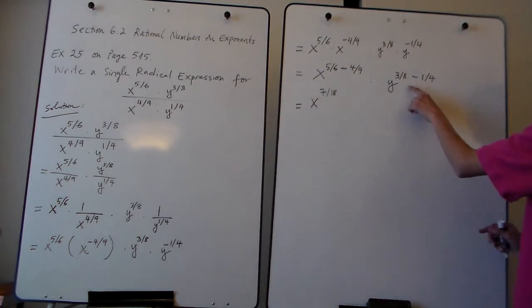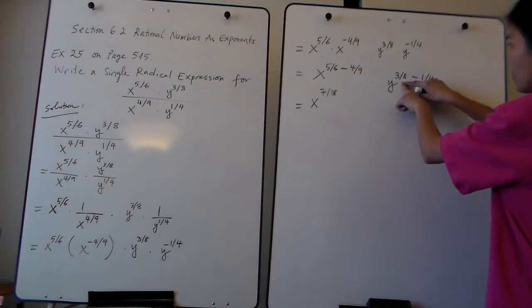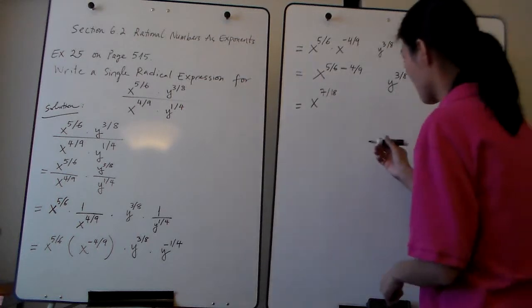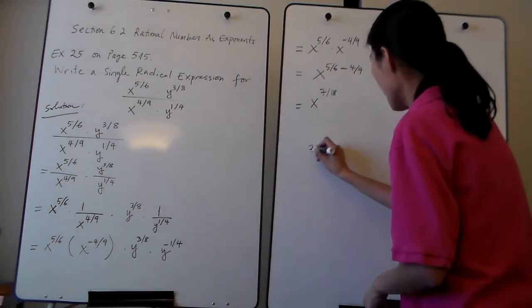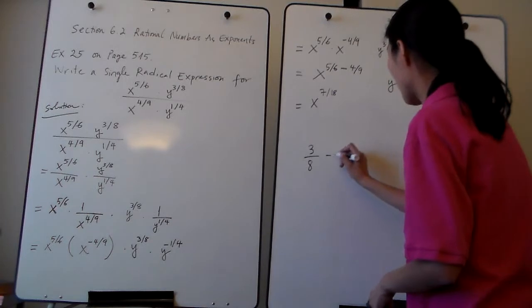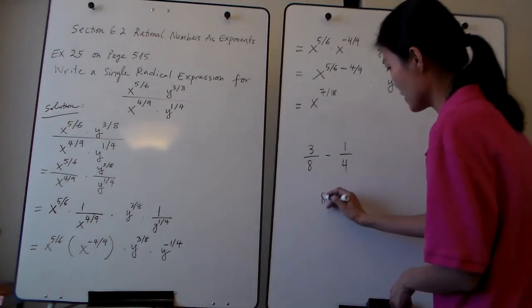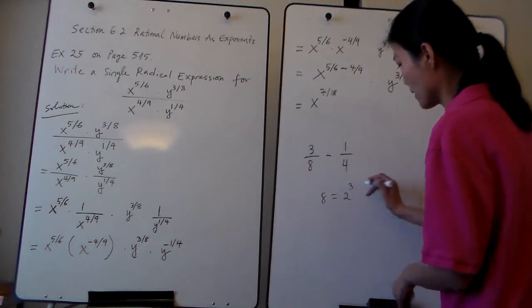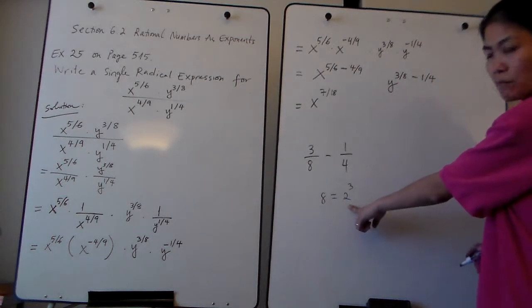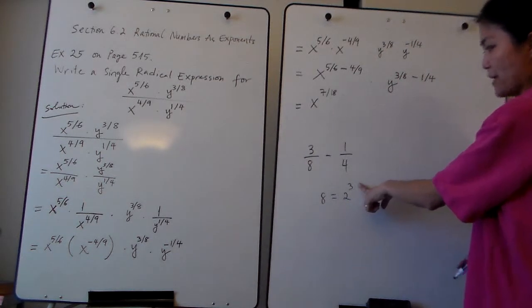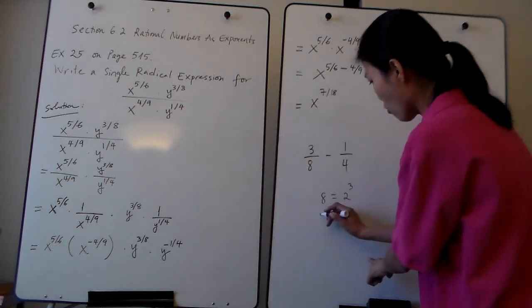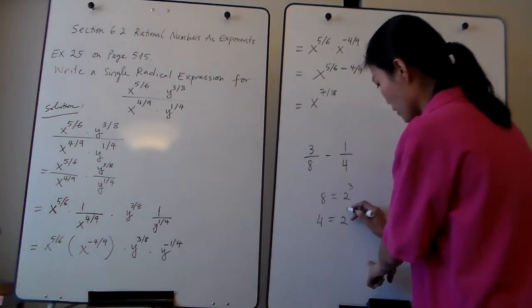Now I need to combine these two fractions as well. So I have 3 over 8 subtract 1 over 4. Okay. So this denominator 8 is 2 to the third power, because 2 times 2 is 4, 4 times 2 is 8. So 2 raised to the third power. And 4 is 2 squared.